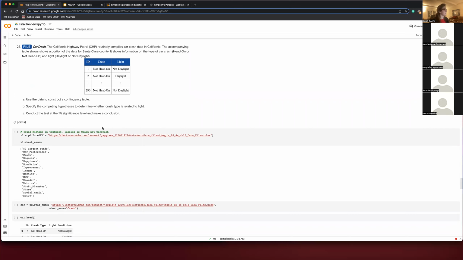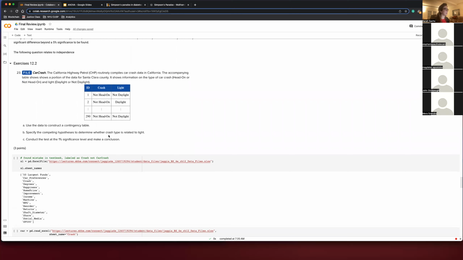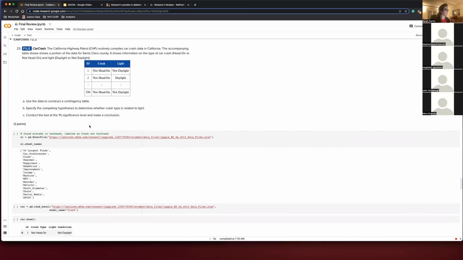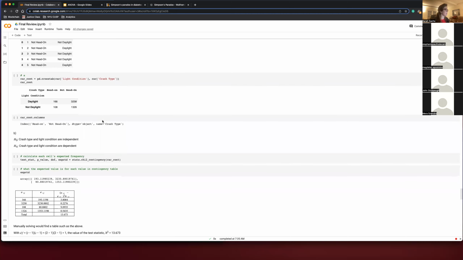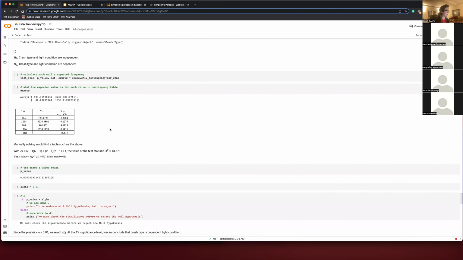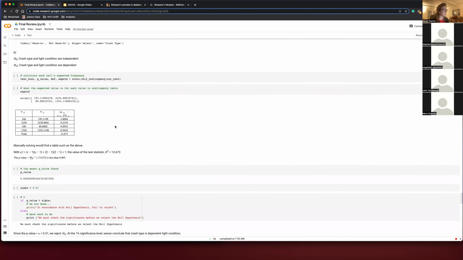We're trying to test if there is any dependence between light and a crash happening. And we're trying to test this at a 1% significance level and make some type of conclusion. And the question is, what is the p-value really telling us in this example? You may know how to use it, but what is it telling us?